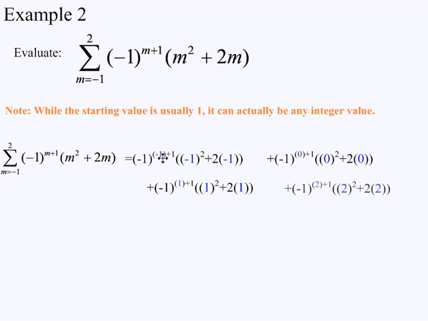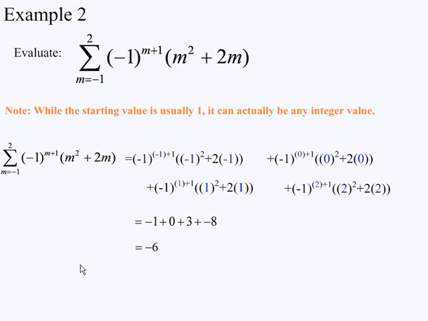So to generate the first term, we substitute negative 1 for m. To generate the second term, we substitute 0 for m, because remember, we're going up to 2. And then to generate the third term, we substitute 1 for m. To generate the fourth term, we substitute 2 for m. So we're going from negative 1 all the way up to 2. And this would generate the terms negative 1, 0, 3, and negative 8, and the summation of that is negative 6.